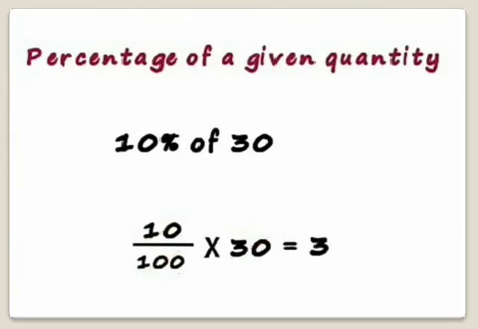Next is 10% of 30. You know, of means multiply. 10% means 10 upon 100. Multiply by 30. Simplify it. Answer will be 3.